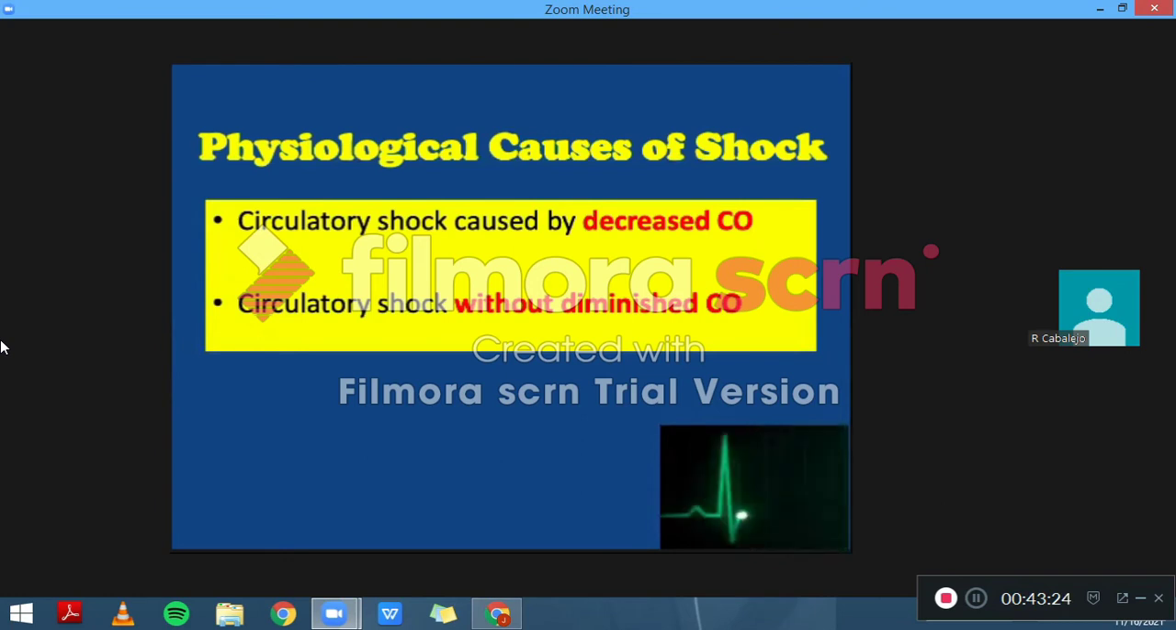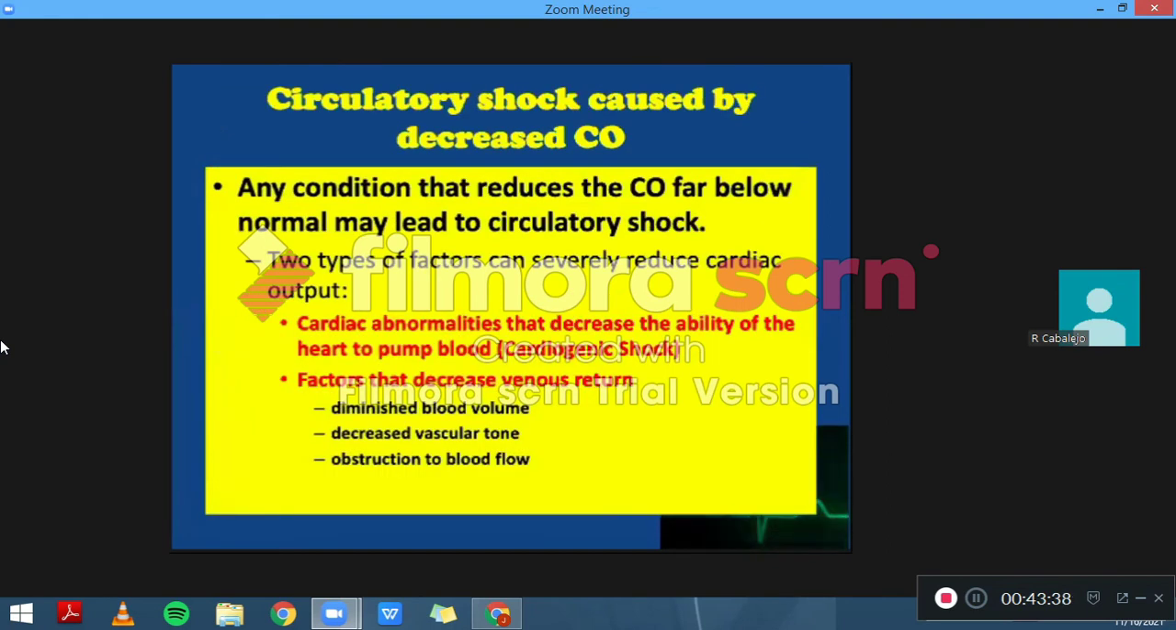One of the definitions is based on the physiological cause of the shock. So you may have a circulatory shock caused by a decrease in cardiac output, or you may have circulatory shock without diminished cardiac output. So what are the kinds of shock caused by decrease in cardiac output? Any condition that reduces the cardiac output far below normal may lead to circulatory shock if not managed right away. So two types of factors can severely reduce your cardiac output.